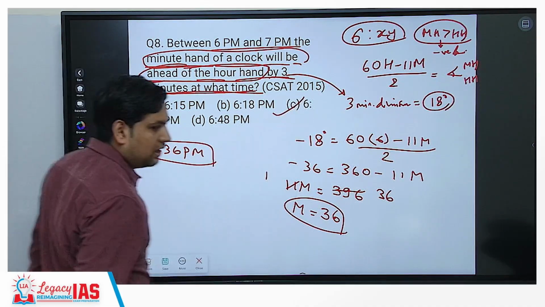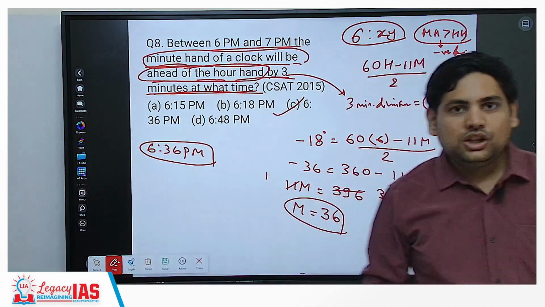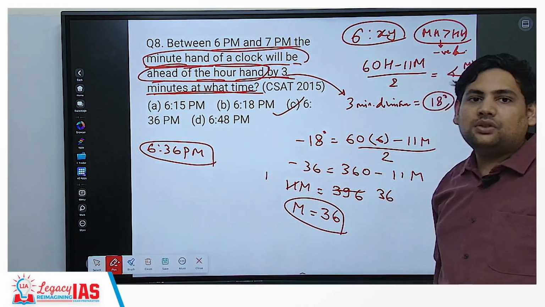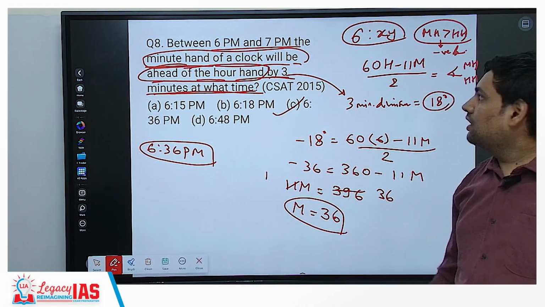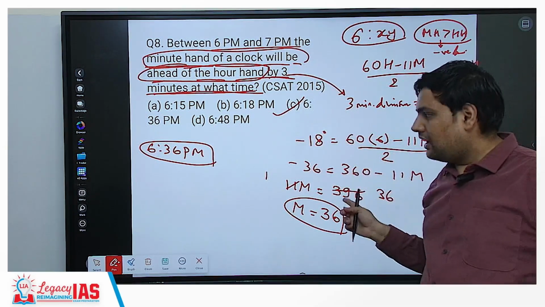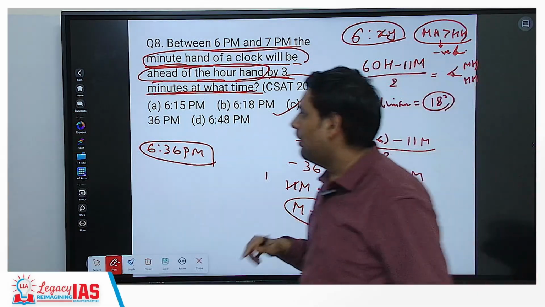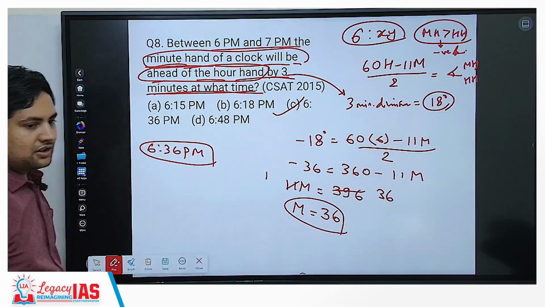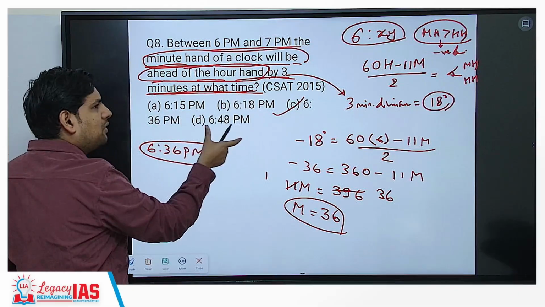C becomes your answer. This is what you need to understand, that when you have to take angle as positive, when negative. Here minute hand was ahead of hour hand, so angle had to be taken negative.